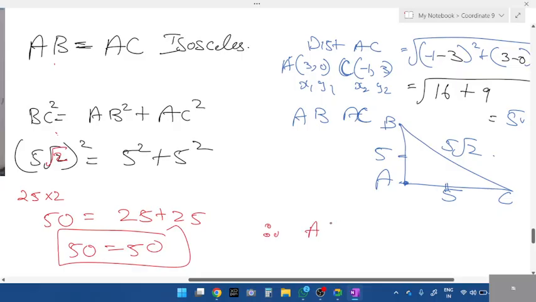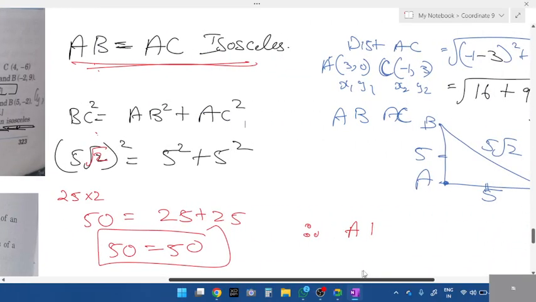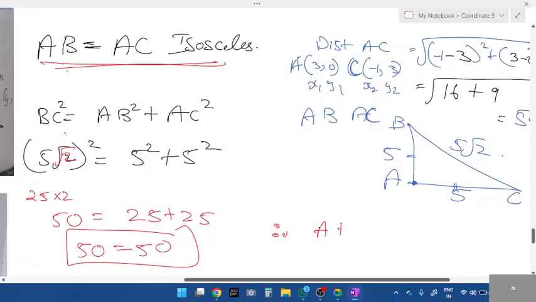Therefore, ABC are vertices of a triangle. Copy this, write the same thing. AB is equal to AC. Draw this diagram. All of you will draw this diagram. Last question. Remaining we'll do it tomorrow. Once you write this question, write the statement, show that points ABC are vertices. Therefore, ABC are vertices of an isosceles right angle triangle.